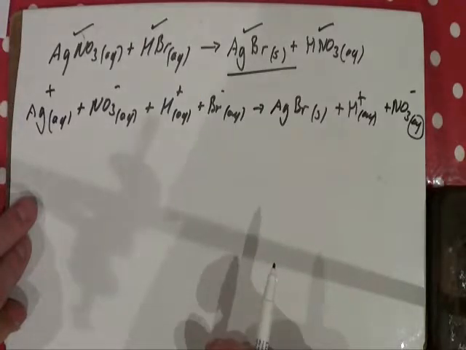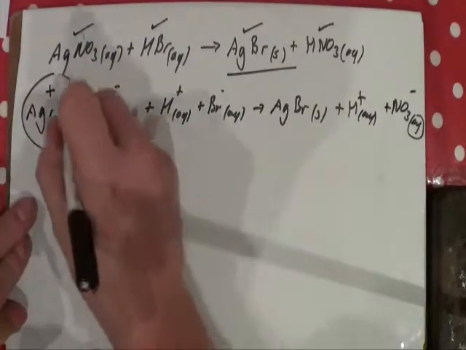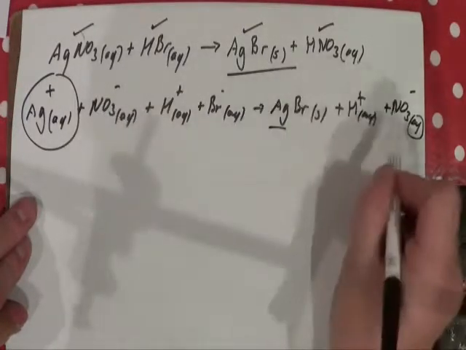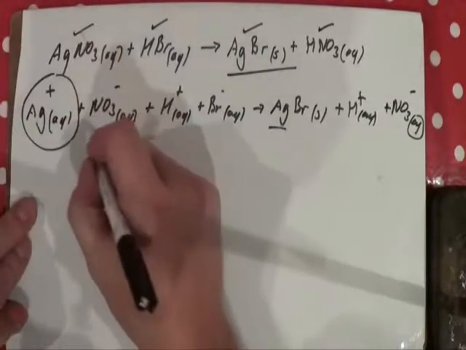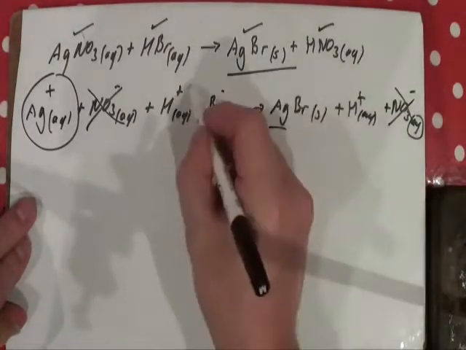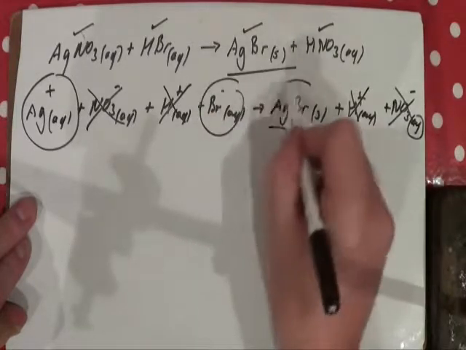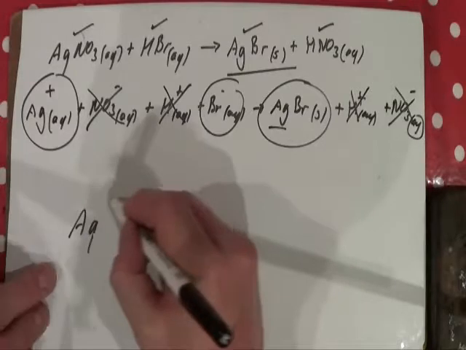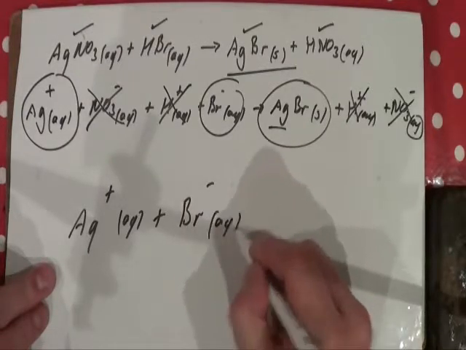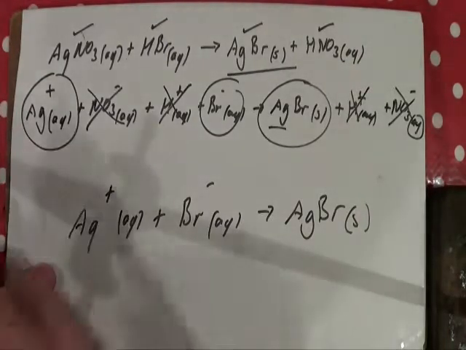Right, let's find the things which have not changed. Silver plus aqueous here, silver ion solid here. They have changed. Nitrate ion here, NO3 minus aqueous, NO3 minus aqueous. That is a spectator ion. H plus ion aqueous, H plus ion aqueous, that's a spectator ion. Bromide ion aqueous, bromide ion solid. Therefore my ionic equation is a silver ion reacting with a bromide ion to give me something which has changed state, silver bromide solid. And that is indeed your final answer.